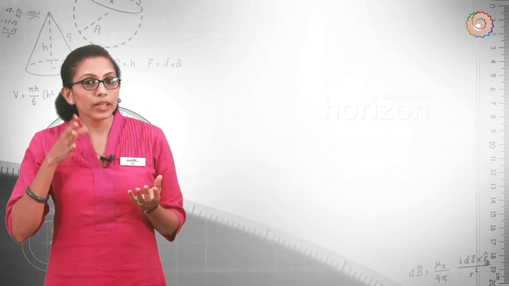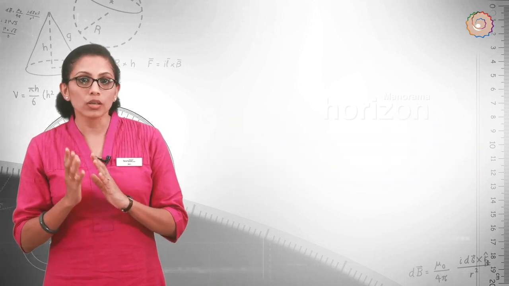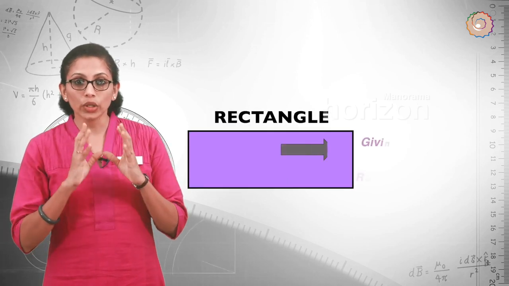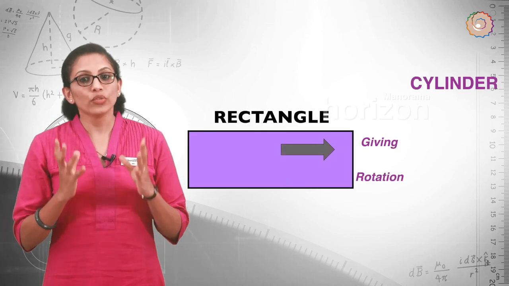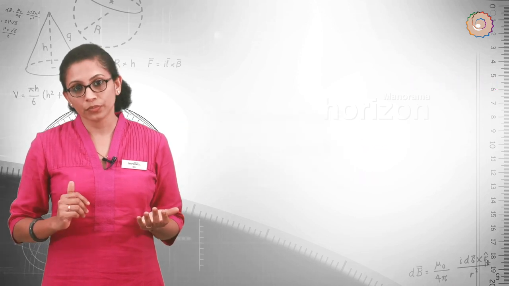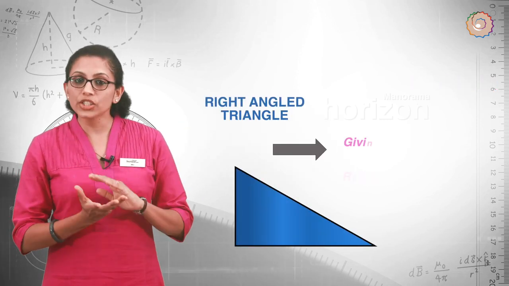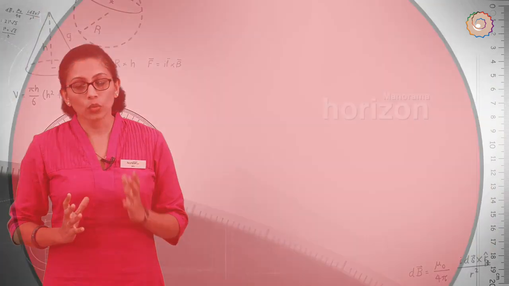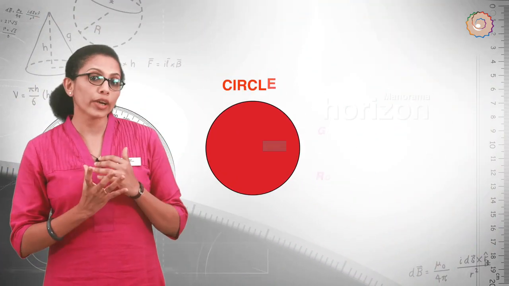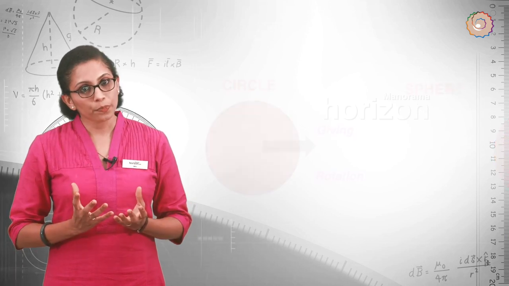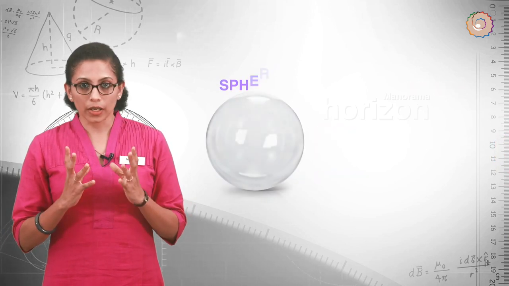Now, instead of giving depth, if I rotate these 2D figures, for example, if I take a rectangle and rotate it, you will obtain another solid which is nothing but a cylinder. Similarly, a right angle triangle on rotating, you will get a cone. What about the case of a circle when we rotate? A circle when rotated, you will get a sphere.